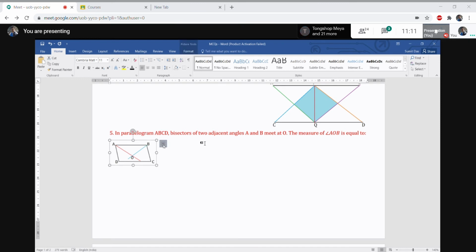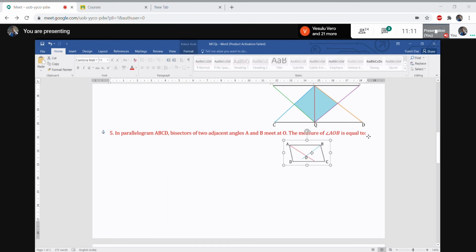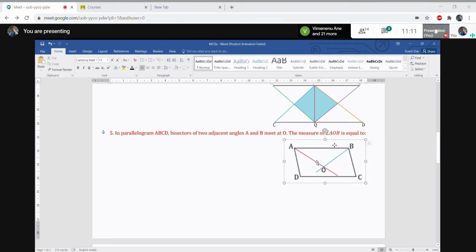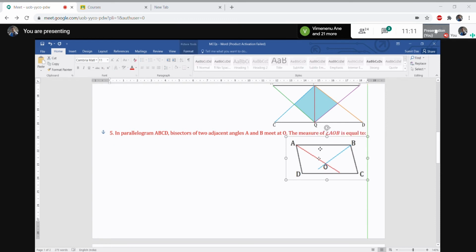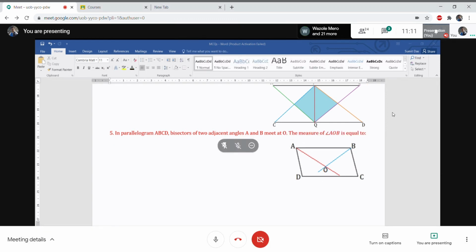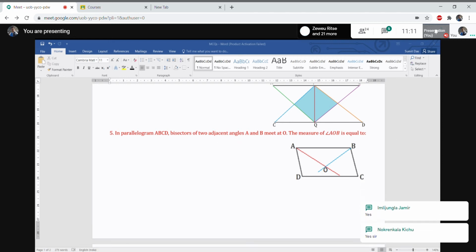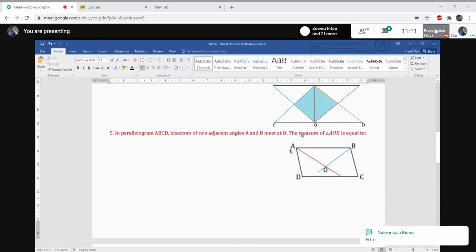I can't zoom at all, but I hope it's visible. The diagram is visible, right? Everyone, the diagram is visible. So you can see in parallelogram ABCD, the bisectors of two adjacent angles are AO and BO. AO is the red color one, the bisector of angle A, and OB is the bisector of angle B. They meet at O. We have to find this angle AOB.